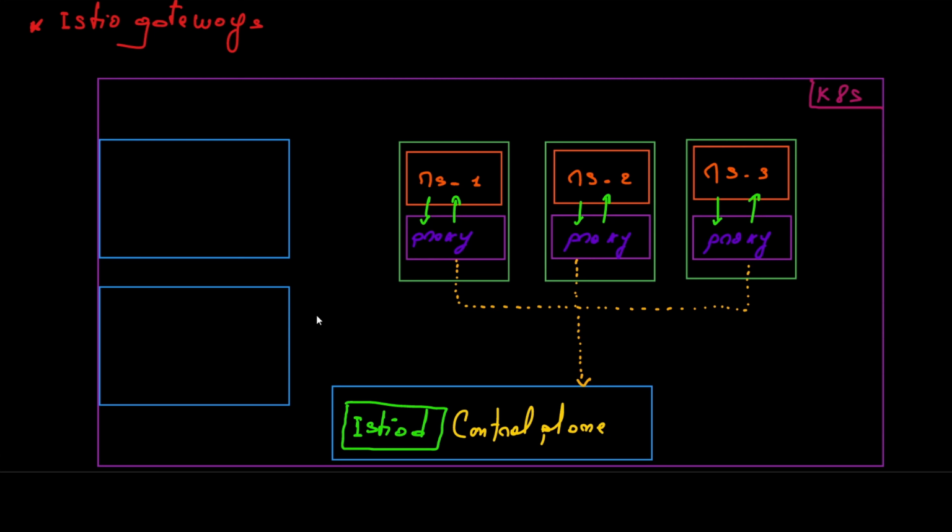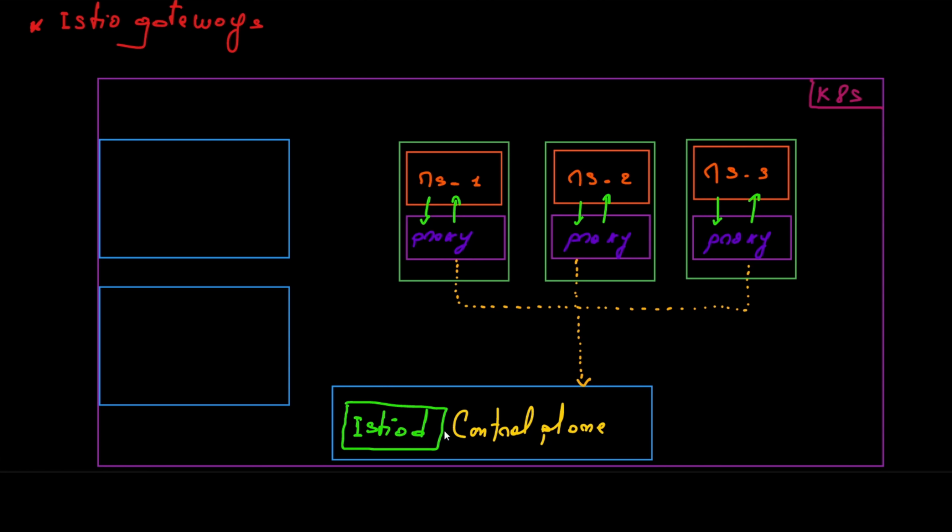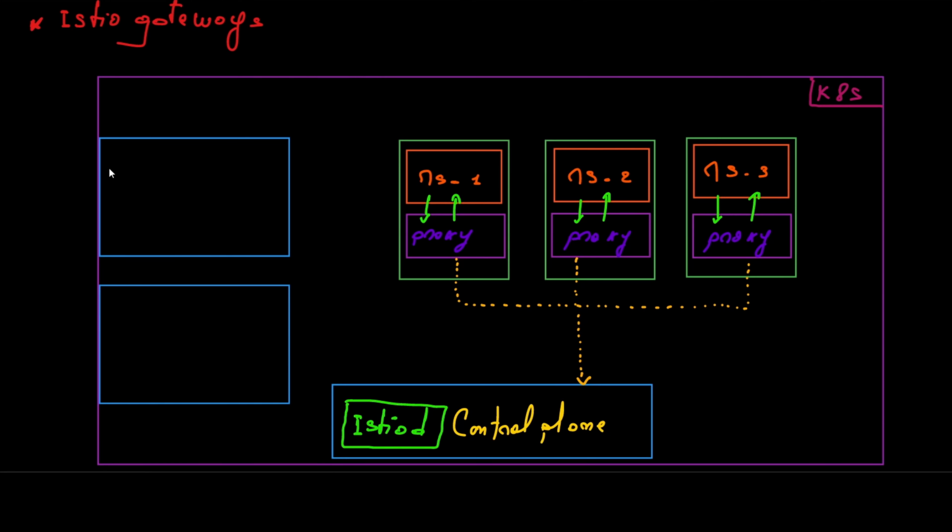In this lecture, we will talk about Istio gateways. When we install Istio in a Kubernetes cluster, in addition to the Istio components, two controllers will be created. One is called Istio Ingress Gateway, and the second one is called Istio Egress Gateway.